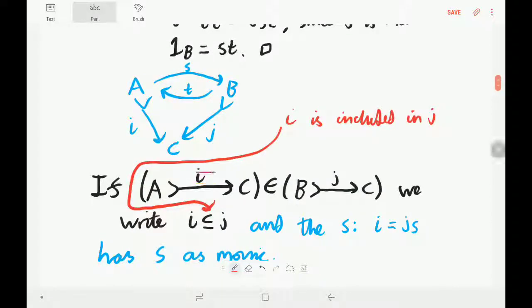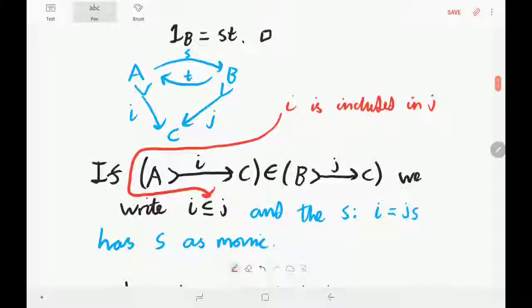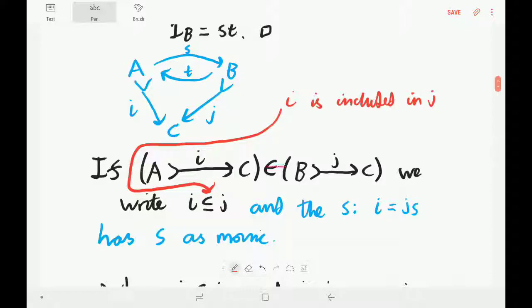Now, when we have the monic, we have this kind of situation, or at least part of it. So when a subobject I of C is in a subobject J of C, we'll sometimes write I ⊆ J, and we say that I is included in J. I mean, we can just write "in" instead, and I often do that. I think this notation is a bit redundant, but it's nice to connect with the set theory notation, I suppose.